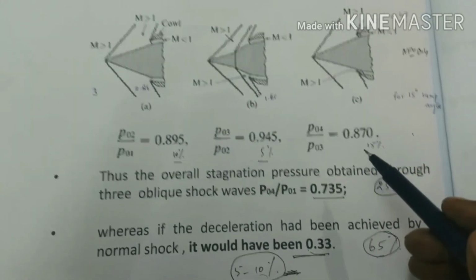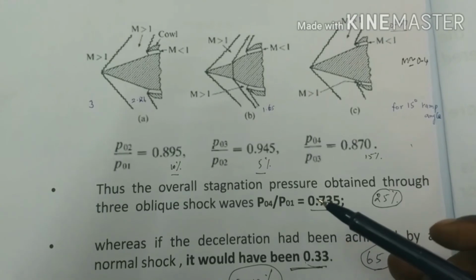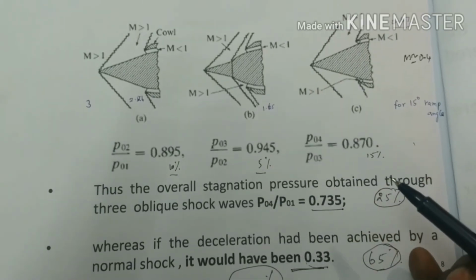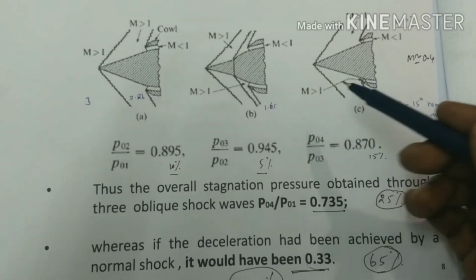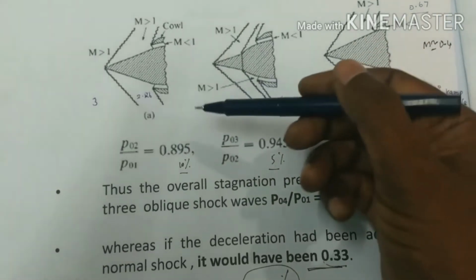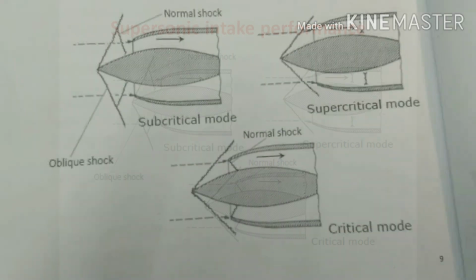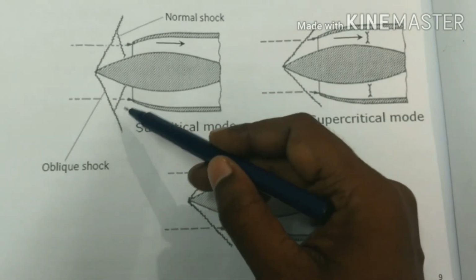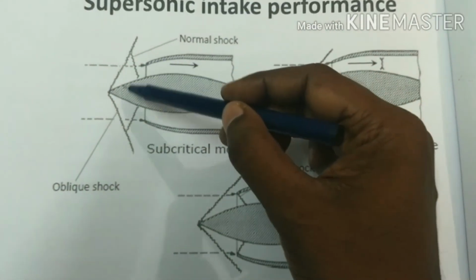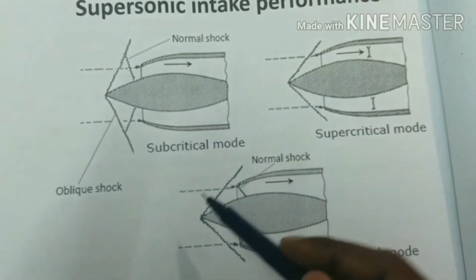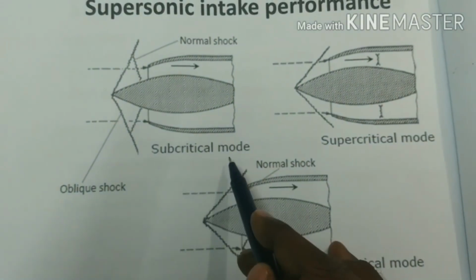This is how flow can be decelerated externally, with the center body protruding from the intake system. So based on the shock position, the inlet operation can be classified as subcritical mode, supercritical mode, or critical mode. If all the shocks, oblique shocks and normal shock, are formed outside the entry of your intake, we call it a subcritical mode of operation.